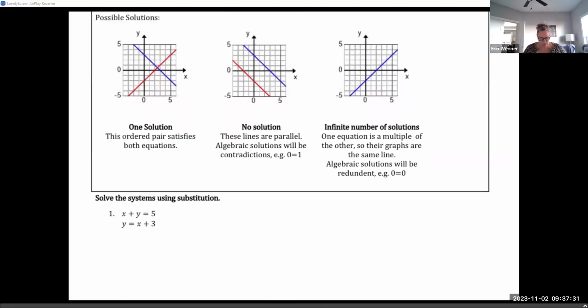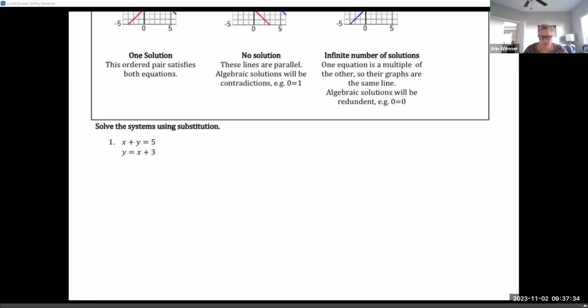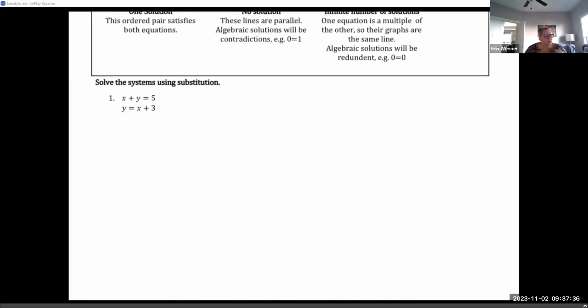So how does this work? What are we doing here? Remember, the first step says, look at your equations and isolate a variable in one of them. When I look at these 2 equations, my first one is x plus y equals 5. And the other is y equals x plus 3. Well, I already have a variable that is isolated. Y is isolated in the second equation.